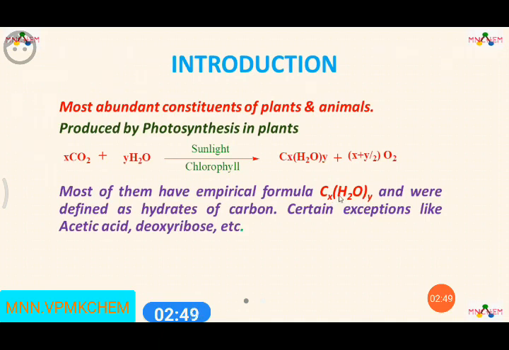There are certain exceptions, for example, acetic acid, which fits this formula but is not a carbohydrate. And this is another example, deoxyribose, which doesn't fit in this formula but is a carbohydrate. So there are exceptions of both types: compounds which fit in this empirical formula but are not carbohydrates, and a group of carbohydrates which doesn't fit in this empirical formula. So now the question is how to define these carbohydrates.